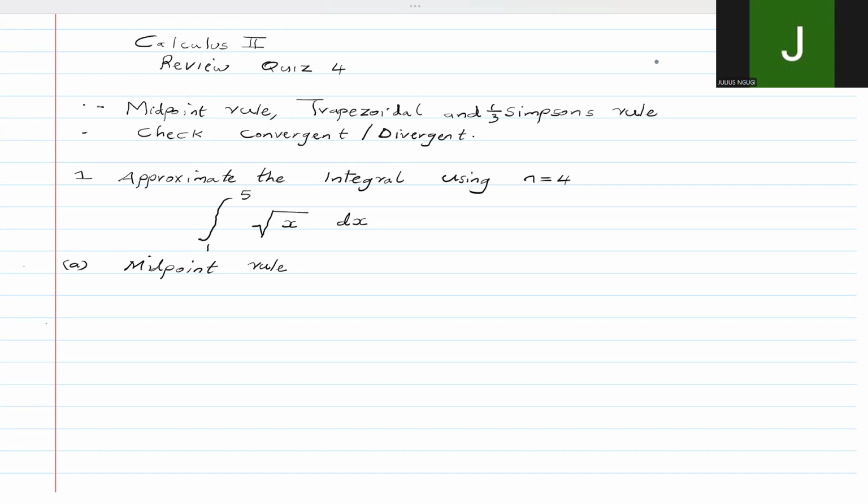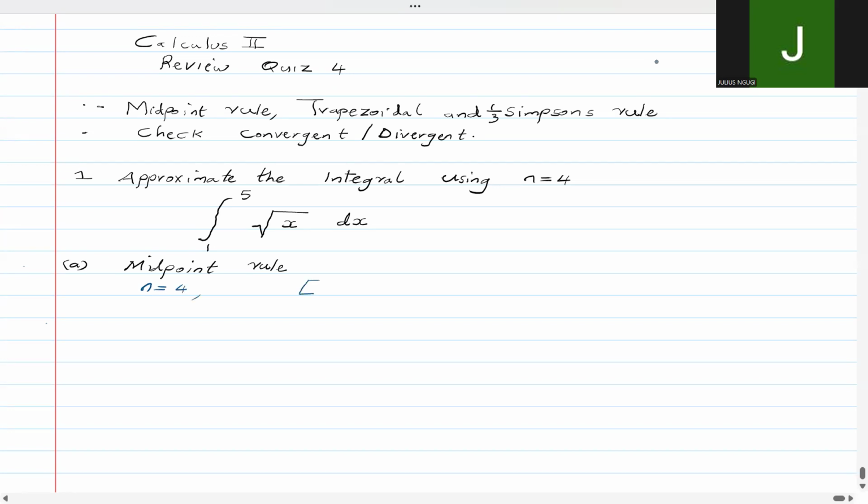So let's start by approximating the integral using n equals 4, the number of rectangles being 4, of the integral of root of x with respect to x, with limits 1 to 5. Let's start by using the midpoint rule. So what we know is n equals 4.